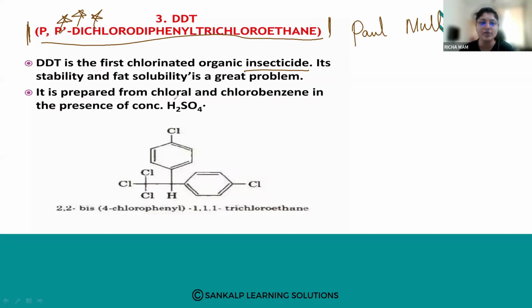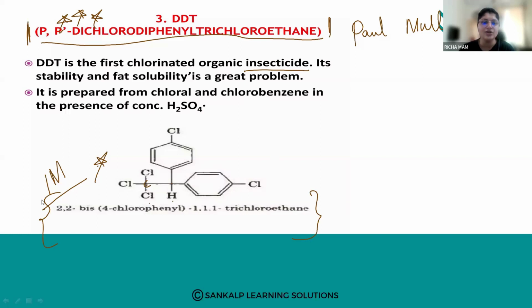How is it prepared? It is prepared from chloral and chlorobenzene in the presence of concentrated H2SO4. The structure is important, mark it important for 1 mark. The structure is very important. The name is 2,2-bis(4-chlorophenyl)-1,1,1-trichloroethane. We are abbreviating it like this. Please mark the structure as important. DDT structure is very important.